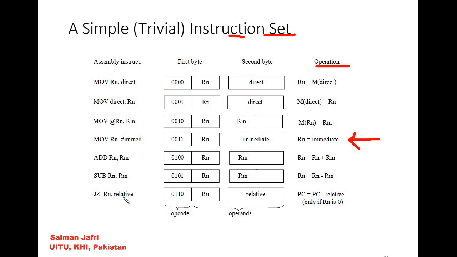Jump if 0, which register Rn. If Rn has the value of 0, then we jump. And where do we jump? The relative value is added to the program counter to create the new program counter value. So this is just an example of a simple trivial instruction set.